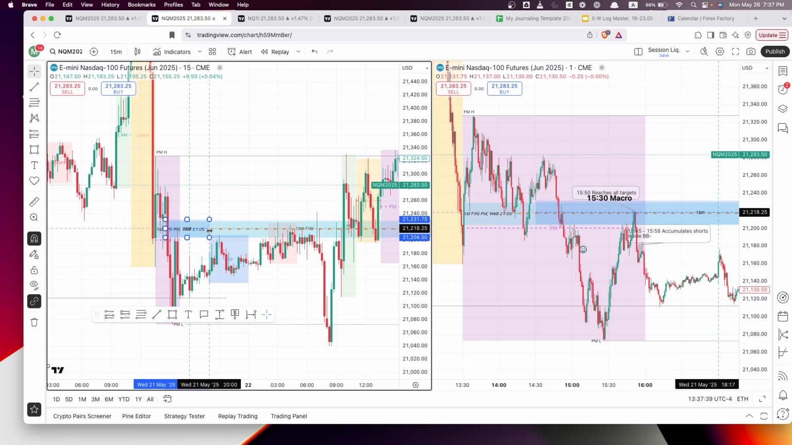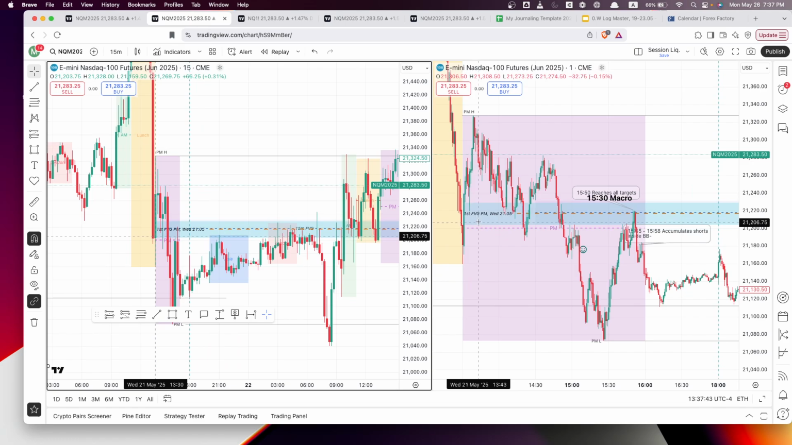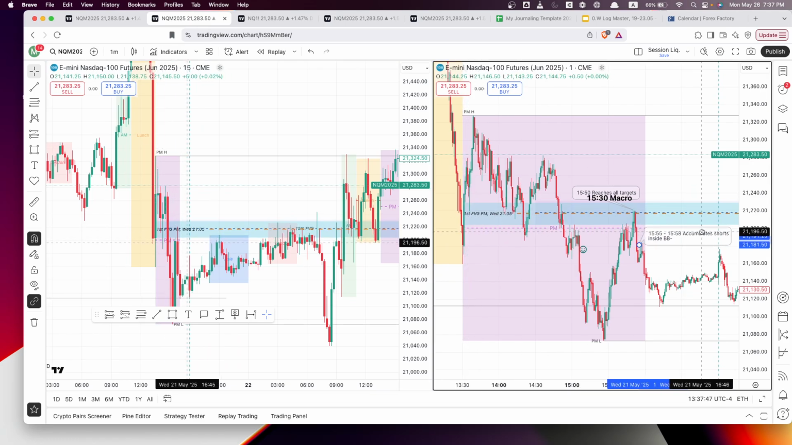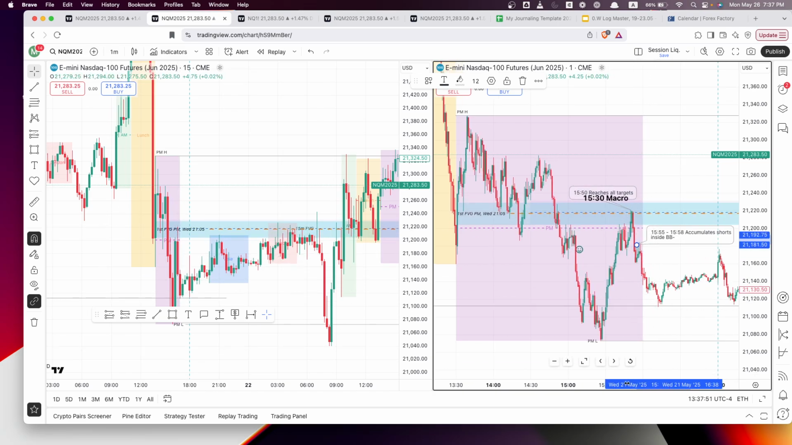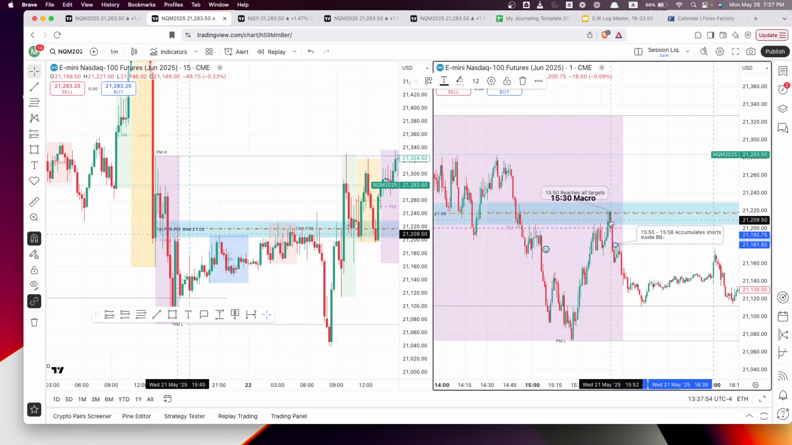Notice it's also confluencing with the first fair value gap at 131 from the PM session. This is a really nice trade. And then we have a second trade here. We see after price hits here, 1550 macro, we expect another run for liquidity.